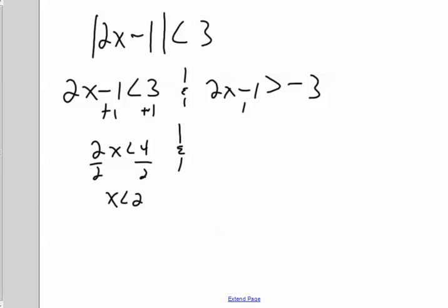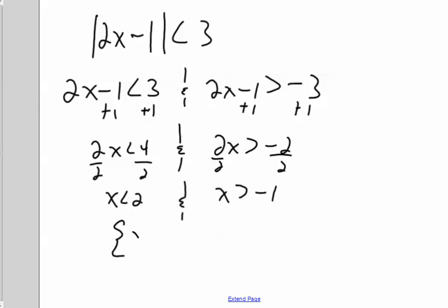And at the same time, you add 1, so you get 2x is greater than -2. You divide by 2, and you get x is greater than -1. And the key word is "and." So if we had to write this out using set notation, you could say x such that x is less than 2, intersection x is greater than -1. And on the other examples, I forgot the "x such that." But that's okay. We can go back and fix it. In fact, I'm going to go back and fix it right now.